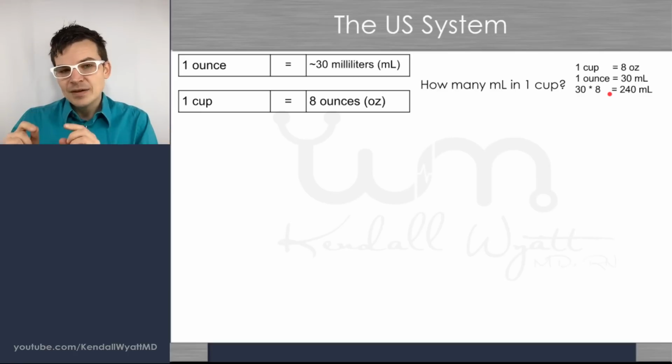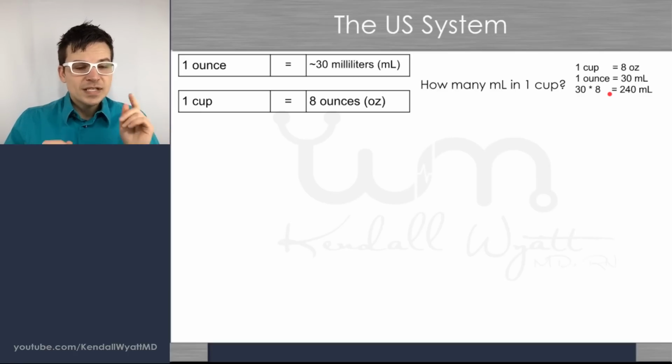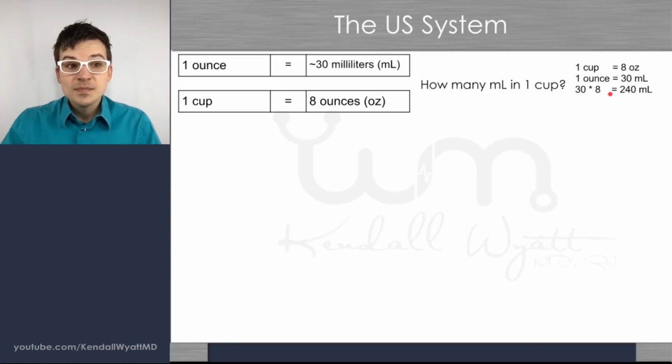1 cup is 8 ounces. 8 ounces is 30 mLs. 1 times 8 and 8 times 30 is 240. So you get 240 mLs. So let's go on and move up to some bigger ones.